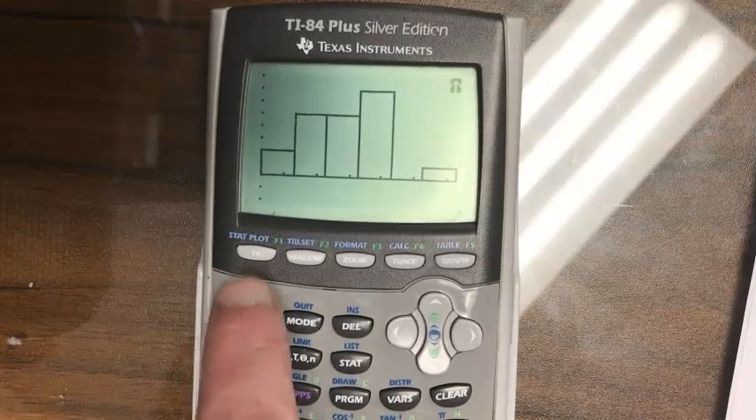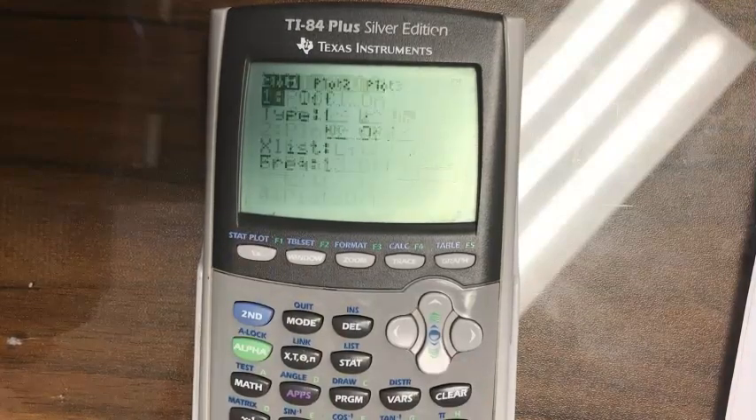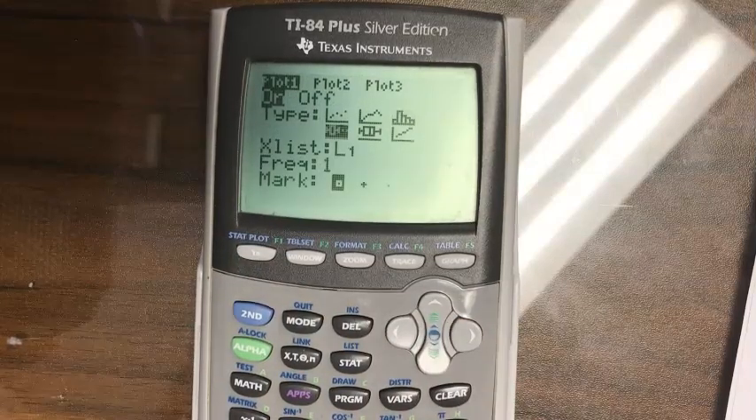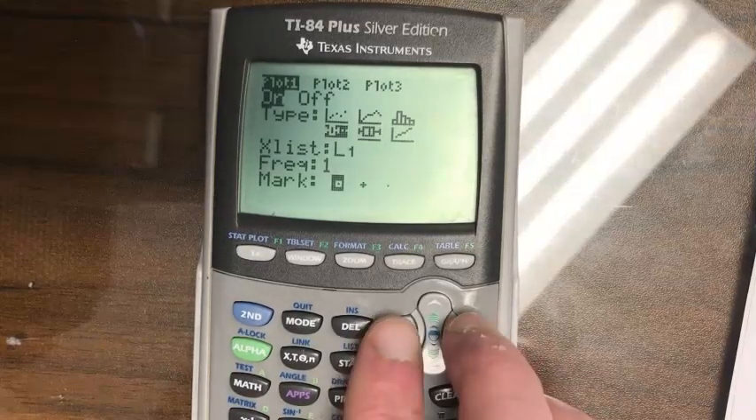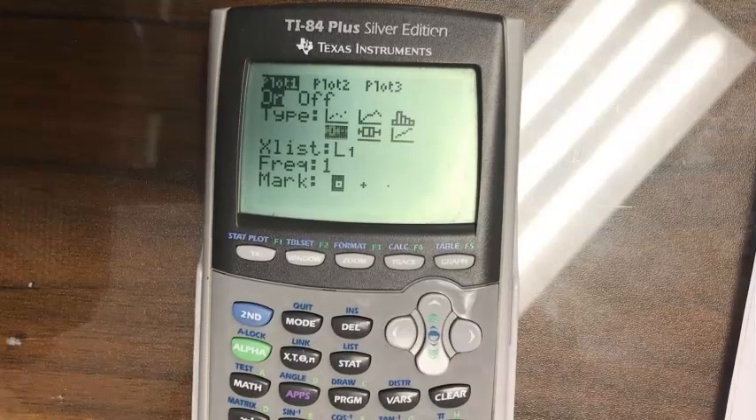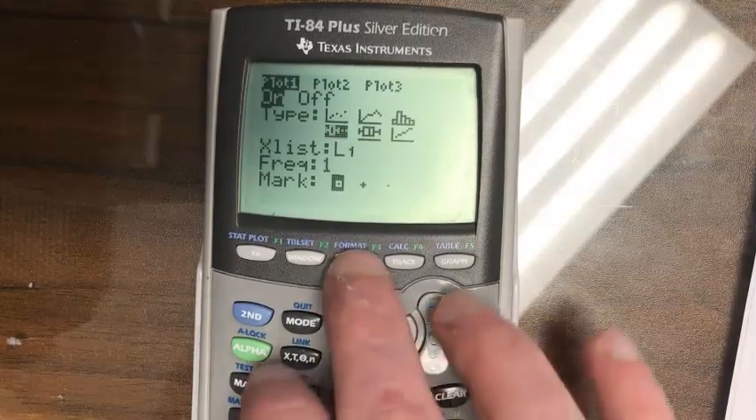I'm a fan of, if I hit 2nd Stat Plot, I go down to type, and I'm going to choose this one, which is a box plot, which will show me outliers. Do not choose this one because that will not show you the outliers. This one will tell me if I have any. I like the box plot because it's a better way of looking at shape.